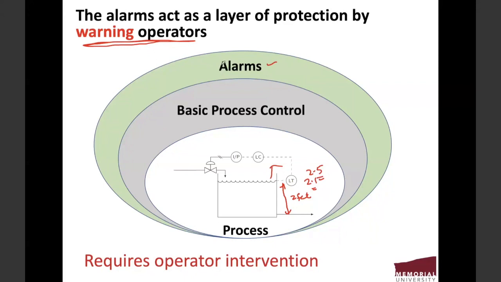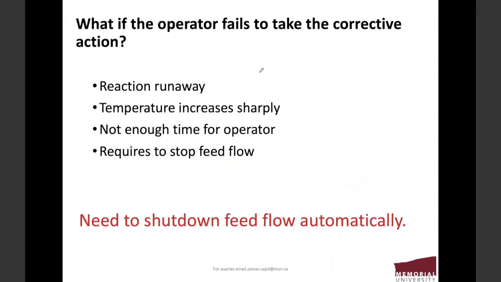Now, is this really enough that the operator can intervene, or could there be a failure of the operator? My next question is, what will happen if operators fail to intervene in a timely manner? The operator is a human being. We can expect some errors from the operators. So what if the operator fails to take the corrective actions? The reaction can run away, the temperature can increase sharply, with not enough time for the operator. This is an important point here. The operator may not have enough time to take the corrective action. It requires stopping the feed flow.